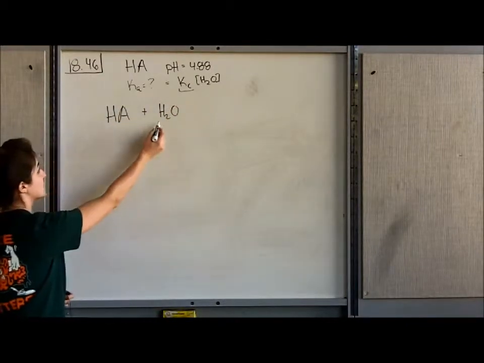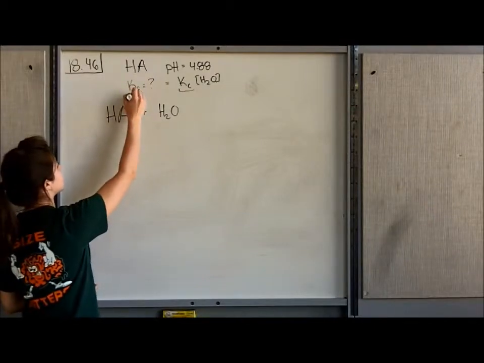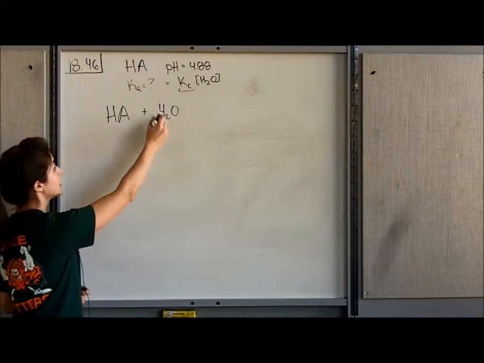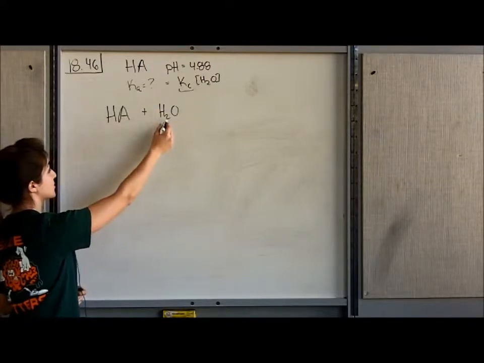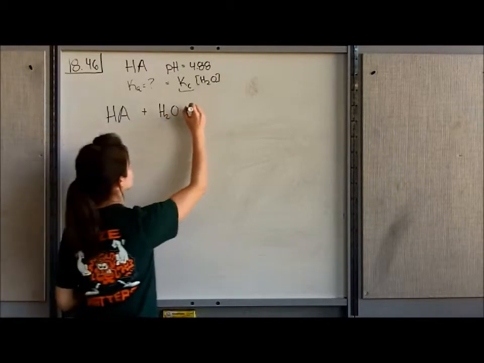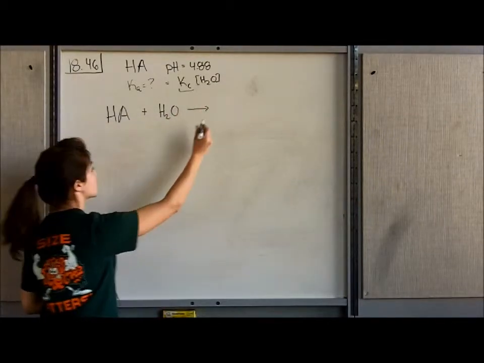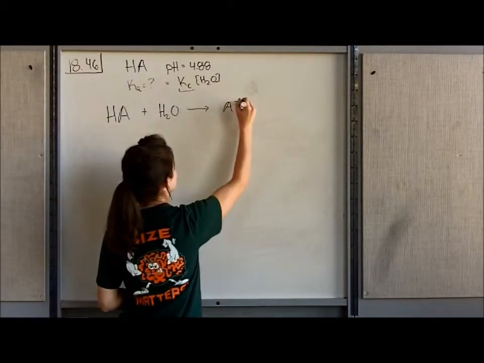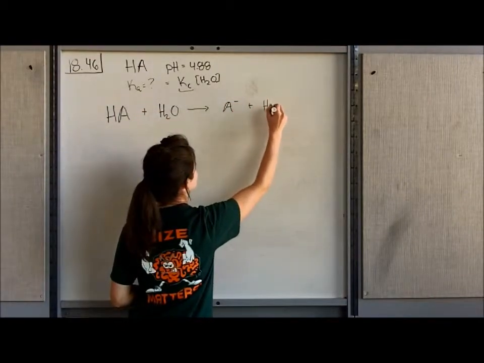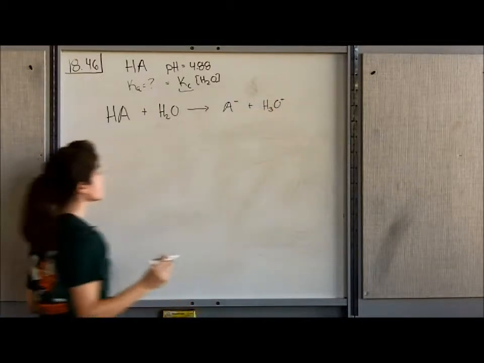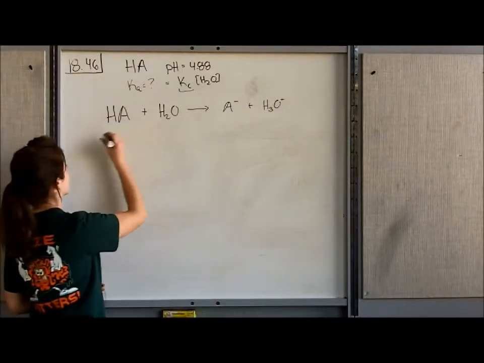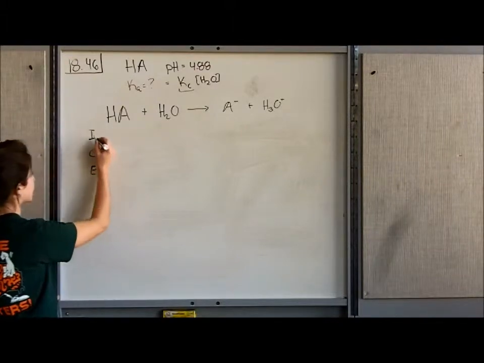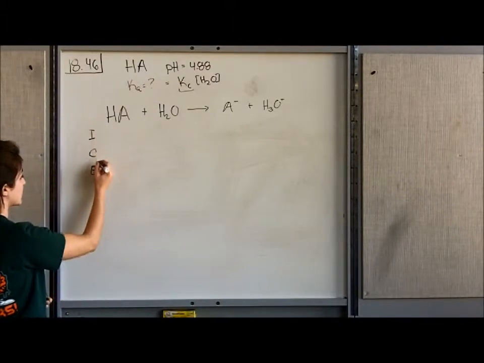The reason why we're adding it to H2O is because Ka is basically the amount that the acid will protonate water. So when you see Ka, you gotta add it to water to find Ka. So the weak acid plus H2O, and then the acid's gonna protonate water, so you're left with A minus plus H3O plus. So now to find Kc, we're gonna have to do an ICE table. This stands for the initial value, change, and then equilibrium.